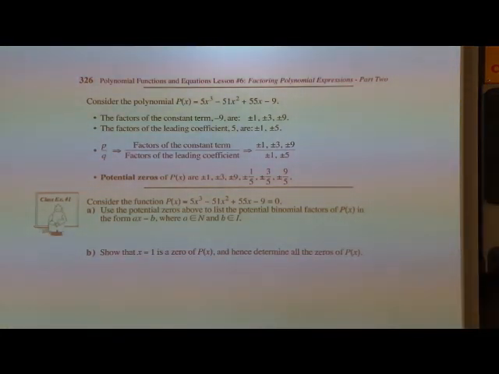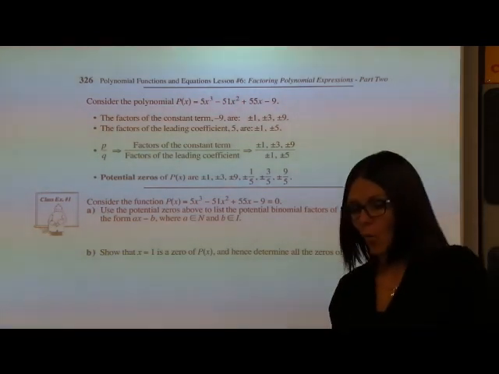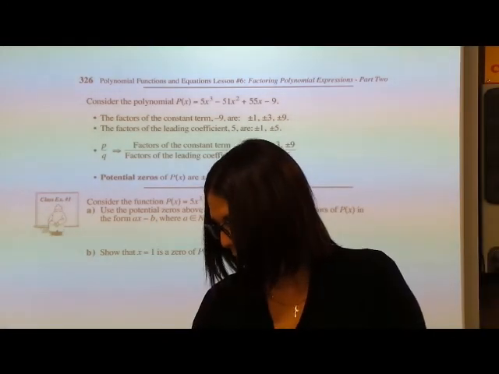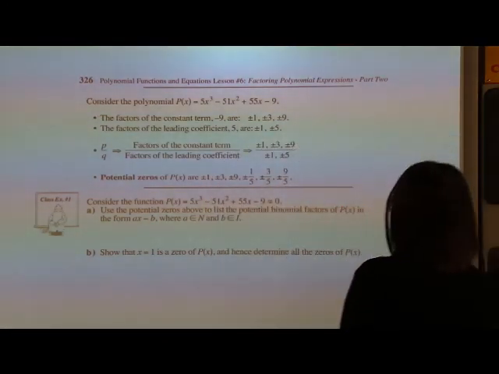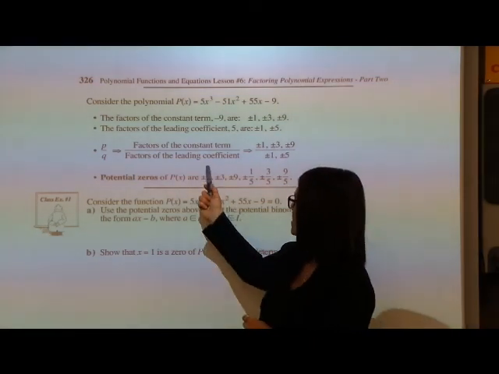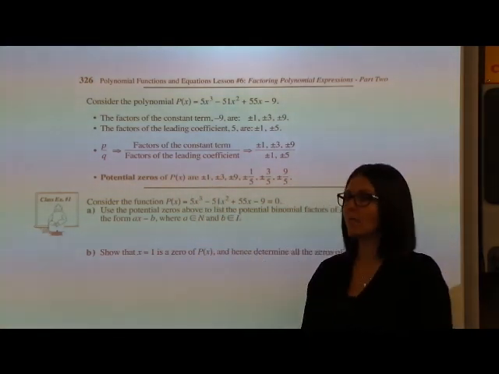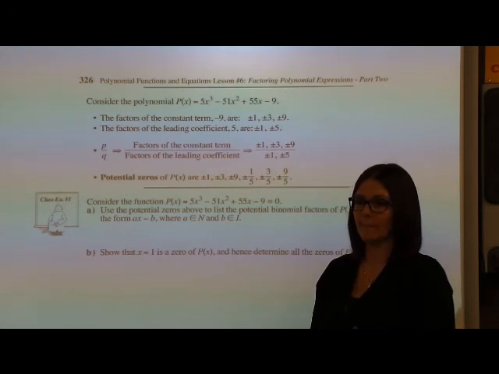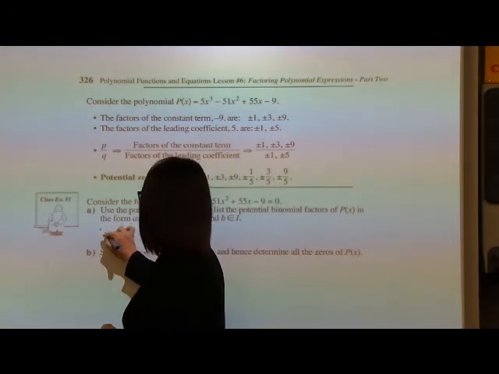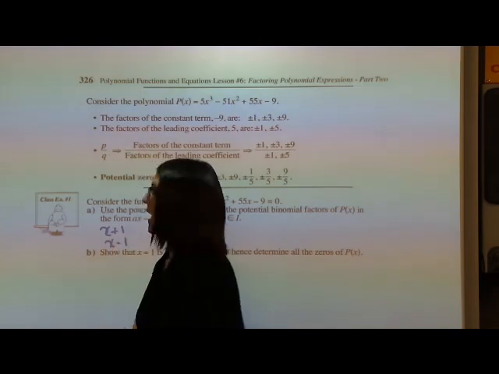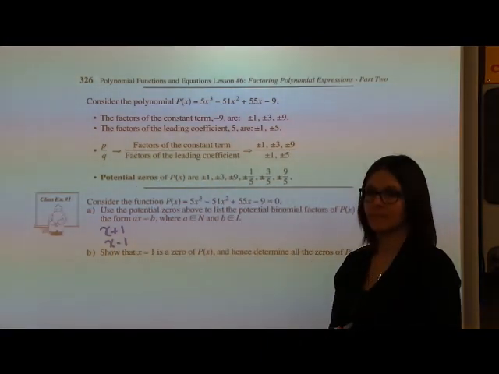And then from there, I can figure out which one of those was a zero and then use that to start my synthetic division. So it says use the potential zeros above to list the potential binomial factors in the form of ax minus b, where a is a natural number and b could be an integer. So what that means is if I have a zero of positive or negative 1, what would my factor be? Right. And for 3, my factors would be?